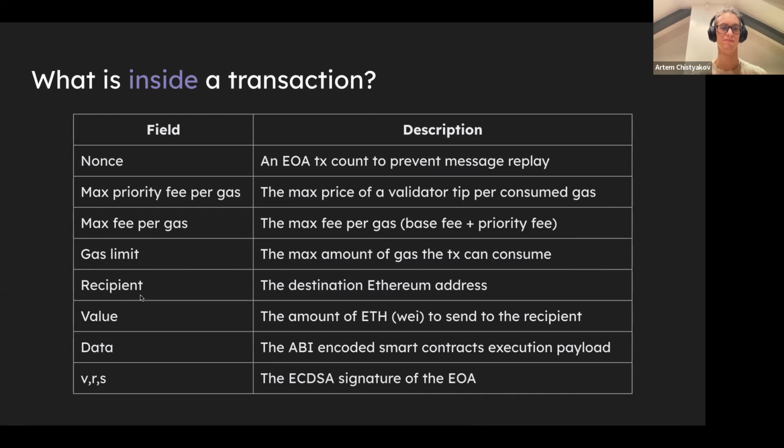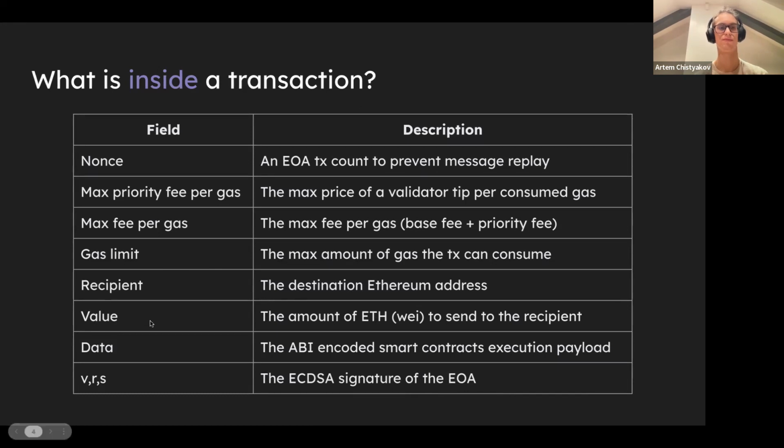Then there is a field called recipient. It is the destination Ethereum address, and it is the one that will react to your transaction. It can be an externally owned account if you want to send Ethereum, or it can be a smart contract if you want to execute some code, or it can be a special address 0 to deploy a smart contract.